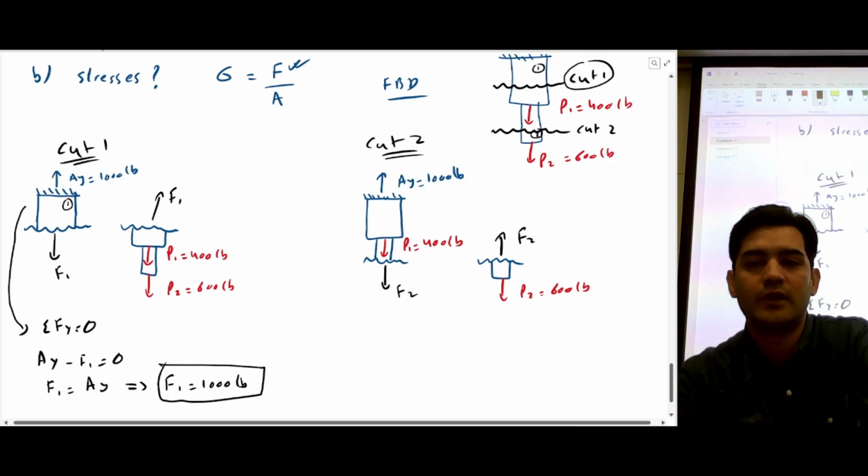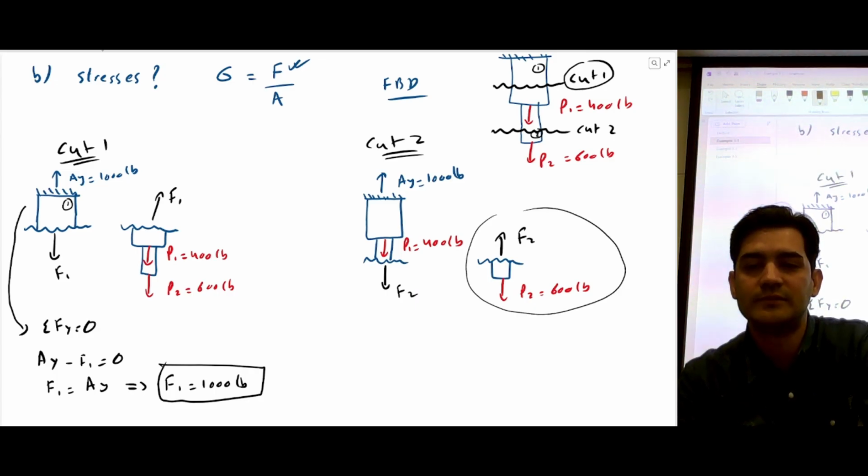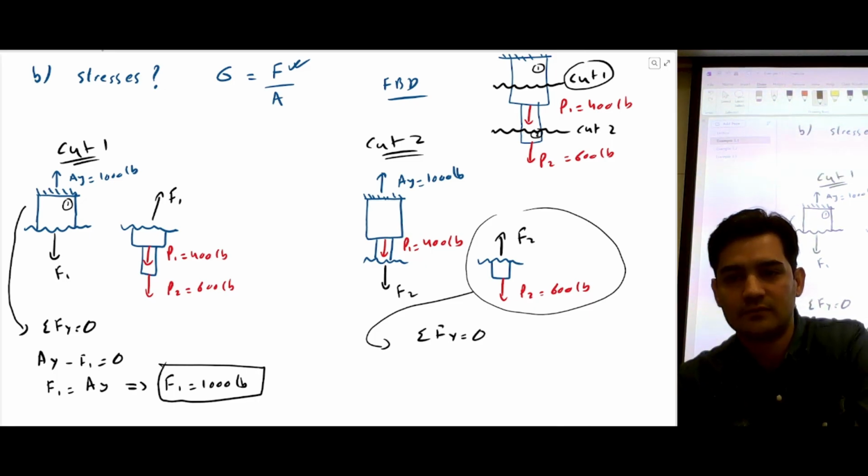Here also you can use either this part or this part. I'm going to use this part because it seems easy. We're going to use summation of F of y is equal to 0. So F2 is equal to 600 pounds.